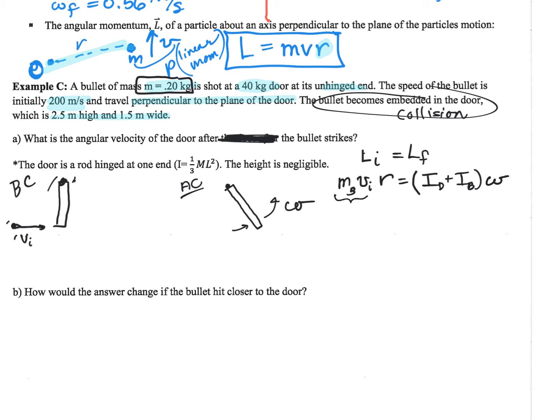All right, so let's do this. Mass of the bullet is what? What was the initial velocity of the bullet? And how far away from the hinge was it? There's a question. Look right down here.